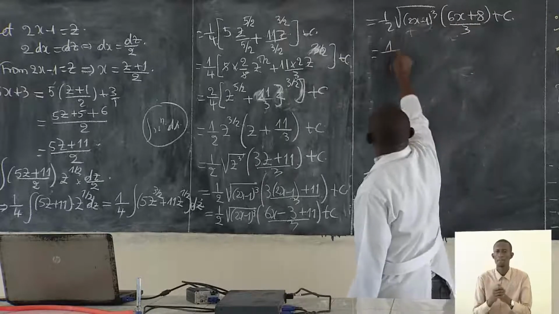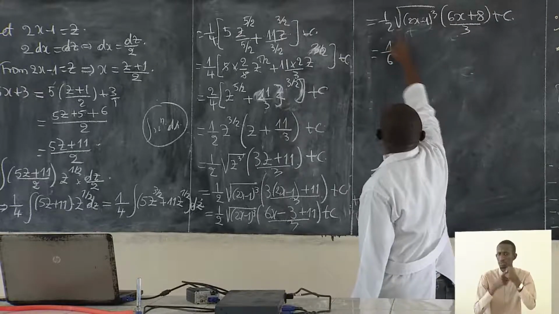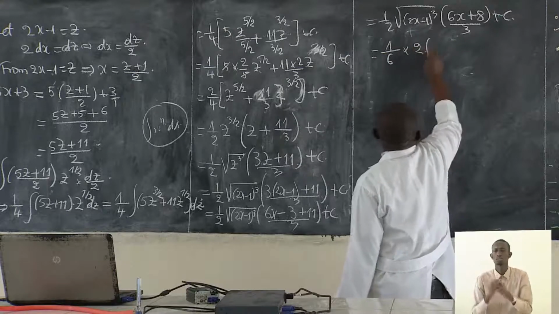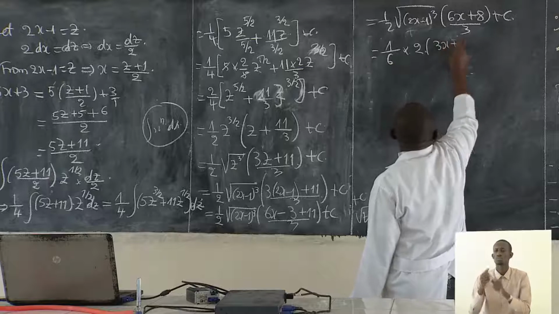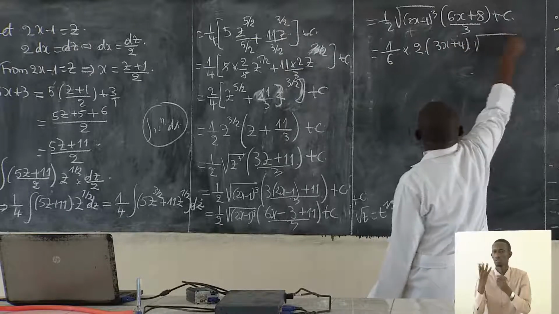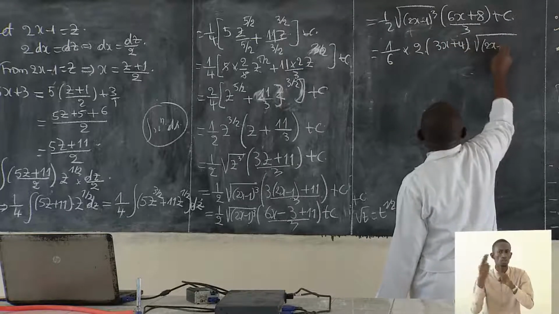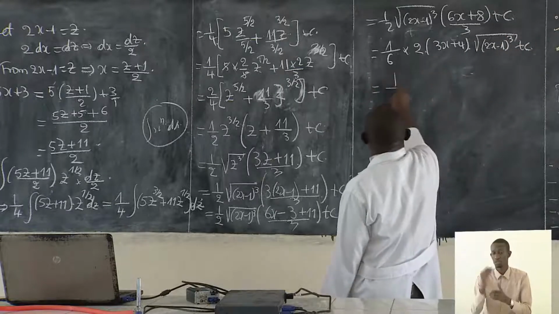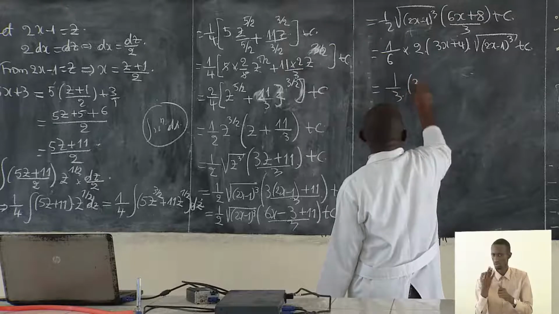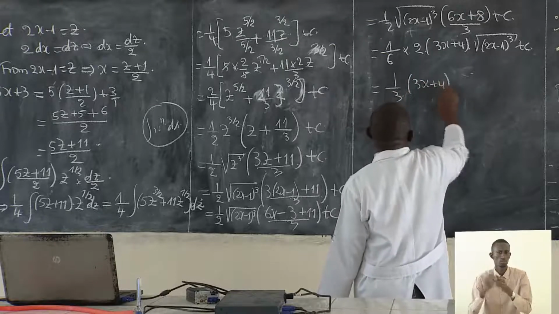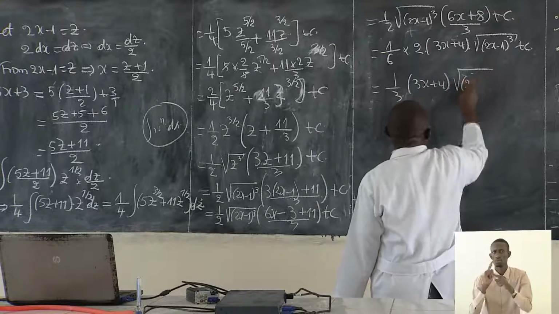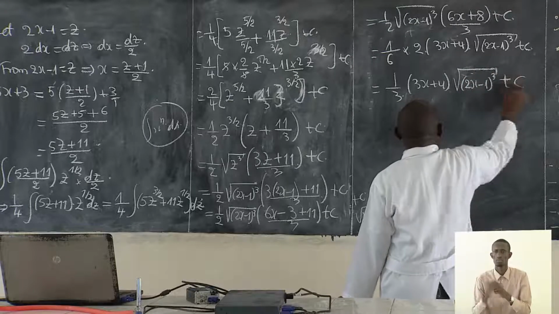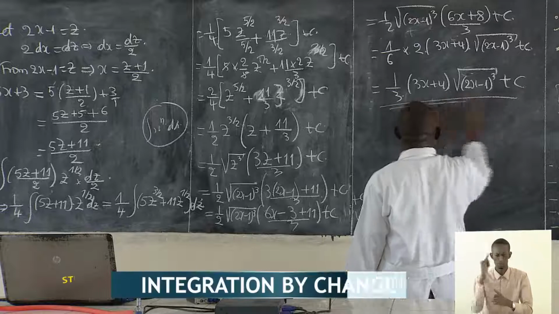So it means that you have 1 over 6, 2 times 3, times 2. This is 3x plus 4. Then times square root of 2x minus 1 cubed plus c. Finally, we get 1 over 3 times 3x plus 4 times square root of 2x minus 1 power 3, then plus c. And I am done.